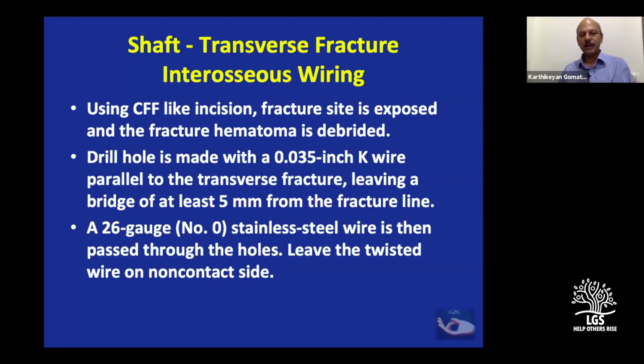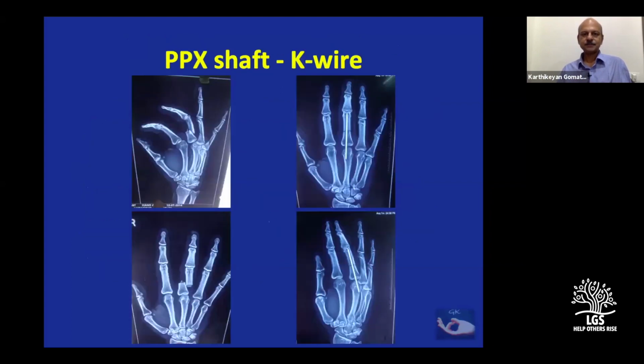So usually the cross finger flap, you raise it like a flap, it does not cause adhesion to the extensor tendon. At the same time, it affords a very good exposure to the fracture. So this can be done.